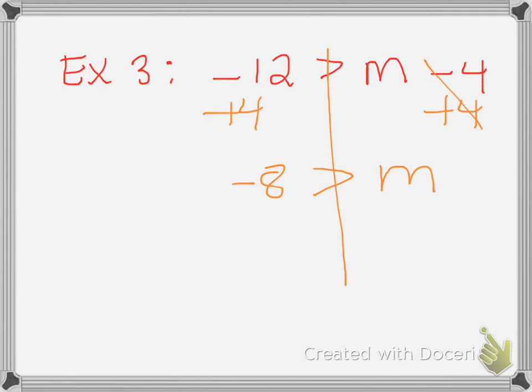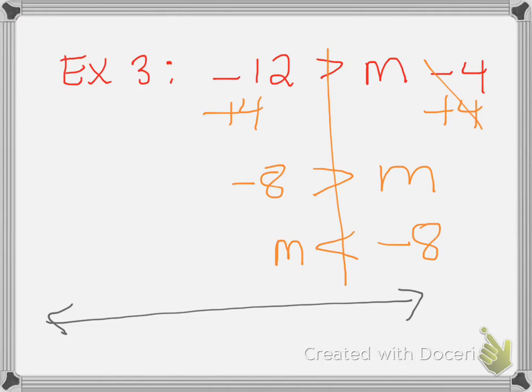Now, in order to graph this on a number line, I want to flip it all around. That way I have my variable on the left side. So it's going to look like this. All I did is I switched the m and the negative 8 and switched the sign. So the only purpose for that is to make it easier to graph. That's the only thing we were doing it for.